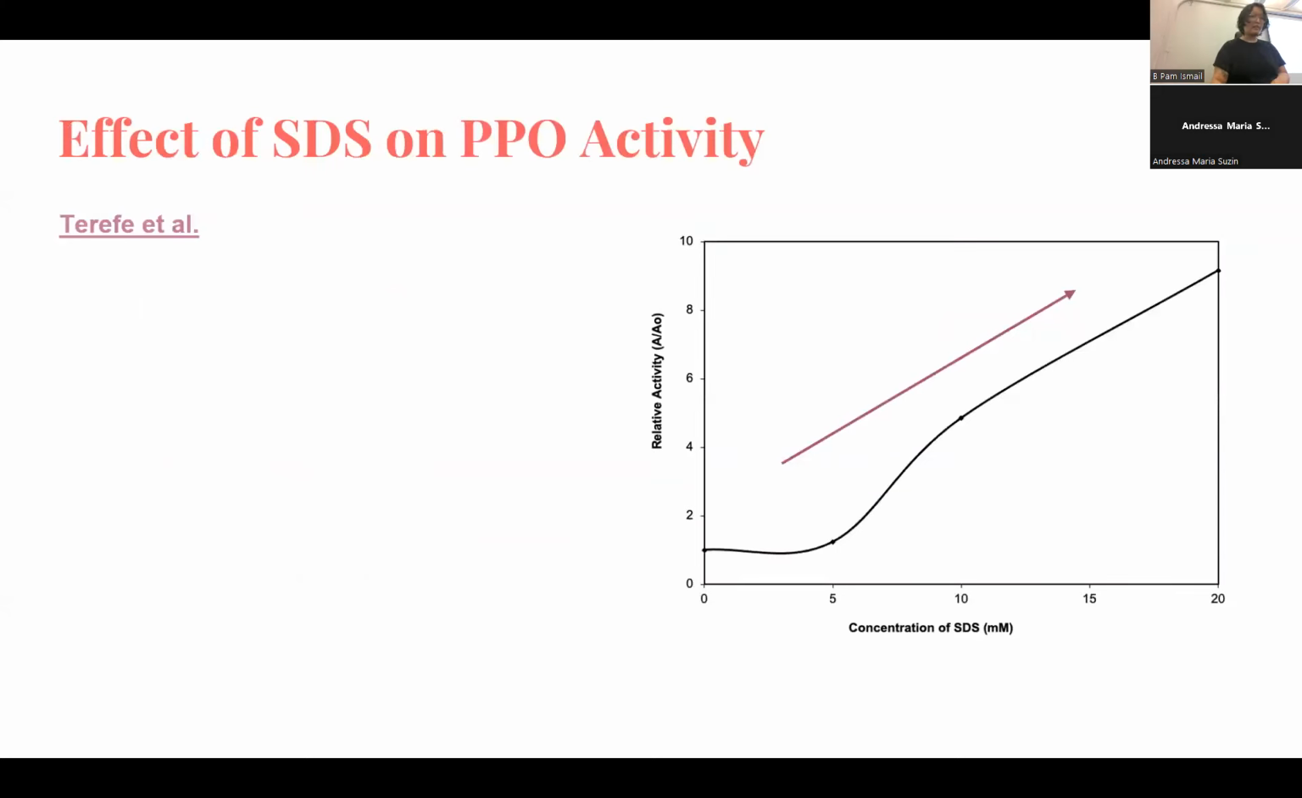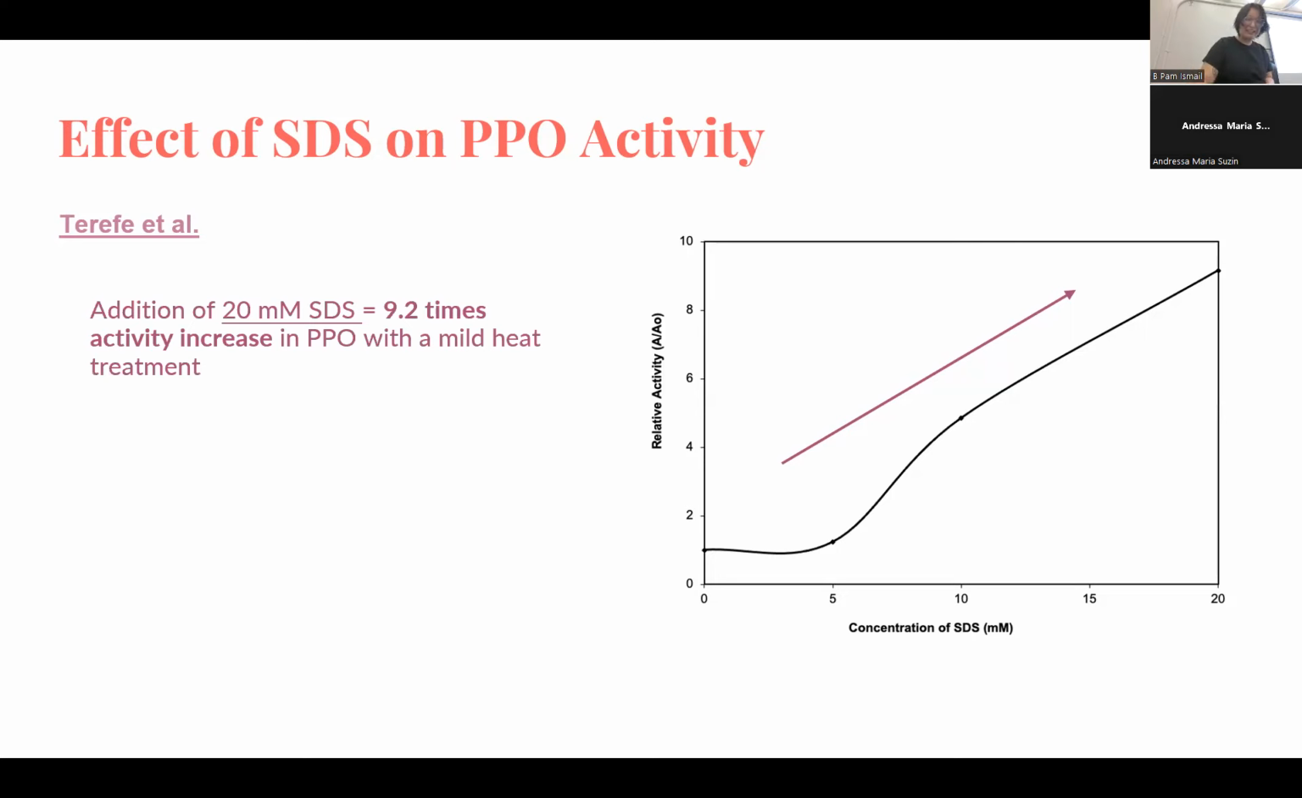And the effect of SDS on polyphenol oxidase activity, I had to pull this graph out from the supplementary materials, so I hope that's okay. Because they mentioned that there is a 9.2 times increase in polyphenol oxidase, even with a very minor concentration of SDS. It was stated in the paper, but I had to see the graph to believe it.